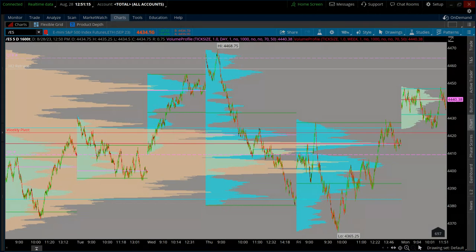That all starts, in my opinion, from the higher time frame charts. And I think we can do that from these profile charts from a higher time frame. That's what I got for you.